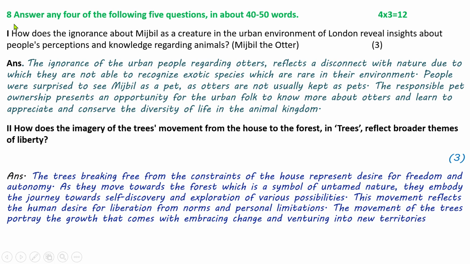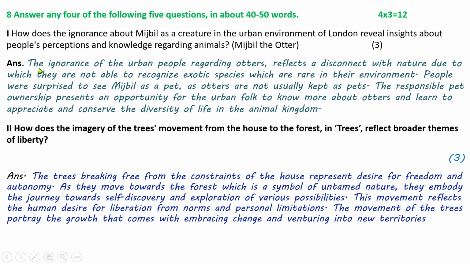Question 8. Answer any 4 of the following 5 questions in about 40 to 50 words. So each question carries 3 marks. Question 1. How does the ignorance about Mitchell as a creature in the urban environment of London reveal the people's perceptions and knowledge regarding animals? This is from Mitchell the author.